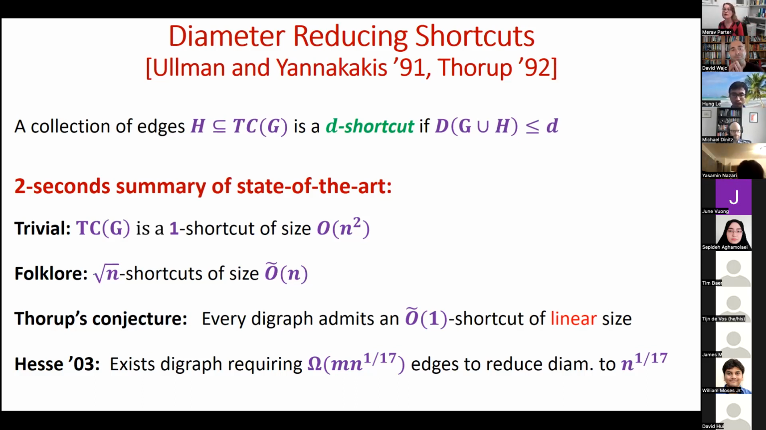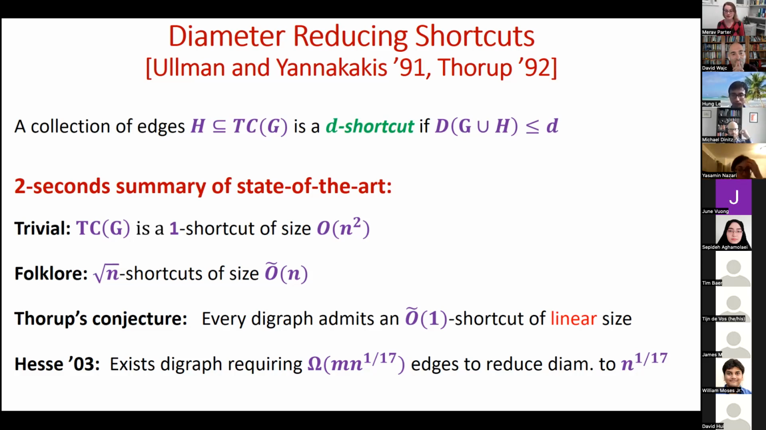Then there is a well-known folklore algorithm that tells us the following. You can provide a shortcut with roughly a linear number of edges and bring down the diameter to square root of n. We're also going to see formally how this folklore algorithm works. And then already in the first paper by Thorup that introduced this notion, Thorup conjectured that for every n-vertex graph, one can compute a linear size shortcut that brings down the diameter to roughly polylog.